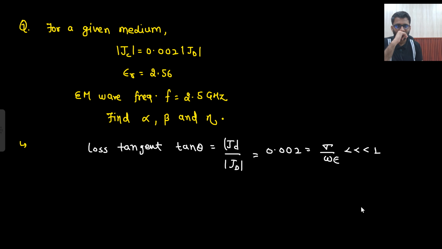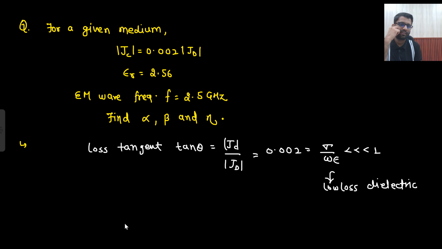So which kind of medium is that? Free space? No. Lossless dielectric? No. Conductor? No. Lossy dielectric? Kind of yes, but in that as well there is a special case. What is that? Low loss dielectric, right? Low loss dielectric. Epsilon r, everything you are having.